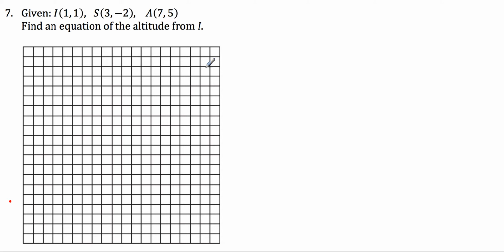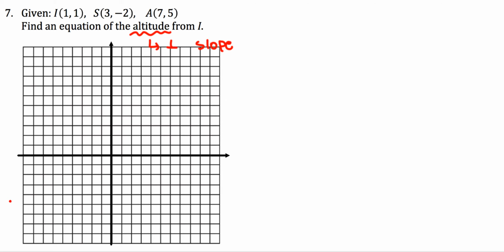So let us look at number 7 here. We want to write down the equation of an altitude from point I. Now, when you see the word altitude, we are looking for a perpendicular line segment. So then here we have to look at the slope formula, and it has to be the negative reciprocal. So now what we're going to be doing is we're going to try to plot those 3 points and try to draw a triangle and go from there.